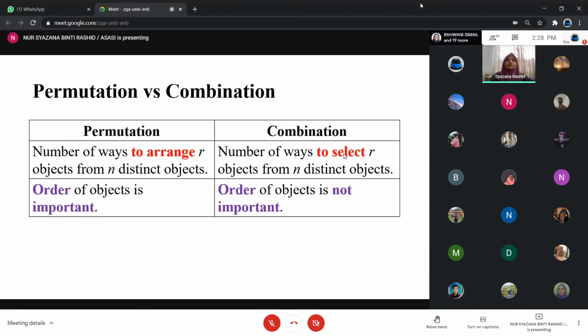Tu semua tak ada kena-mengena dengan you nak tahu ambil yang depan ke, ambil yang belakang ke, ambil yang tepi ke, kanan, kiri ke. Kalau tak ada kena-mengena dengan order, meaning that is a combination. That's why they say here order of object is not important. Okay, for example, you have a box. Inside the box, you have 5 balls with all different color. So now you want to choose or you want to select 2 balls.